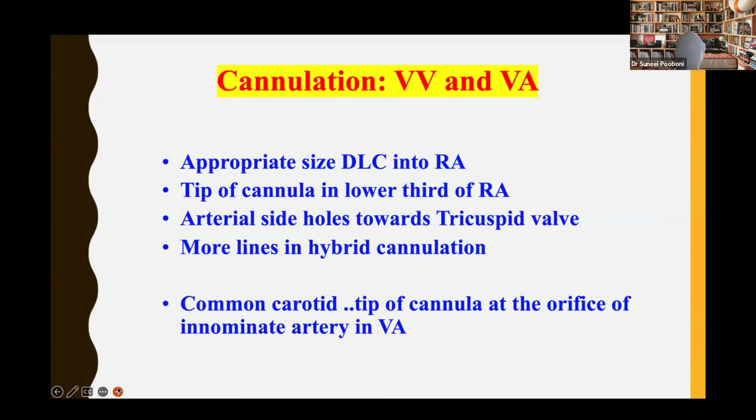The tip of the cannula in the lower third of the right atrium is essential, and the arterial side holes are facing the tricuspid valve. So the oxygenated blood returns to the tricuspid valve through the right atrium, right ventricle, and goes through the lungs again.